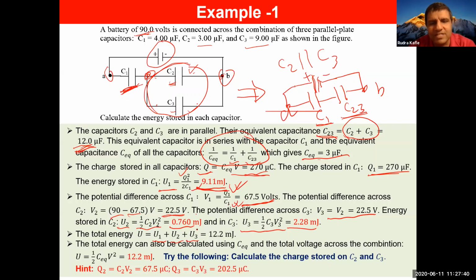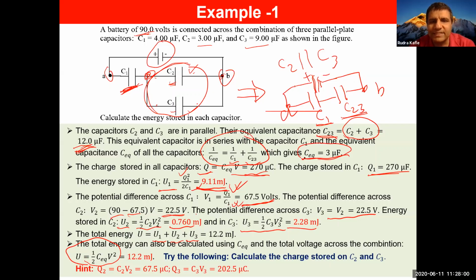So add all those numbers. Energy is a scalar quantity. You can simply add that, right? So you can also calculate the total energy stored just by using U is equal to half C equivalent V square. For C equivalent, we have calculated C equivalent to be 3 microfarad.